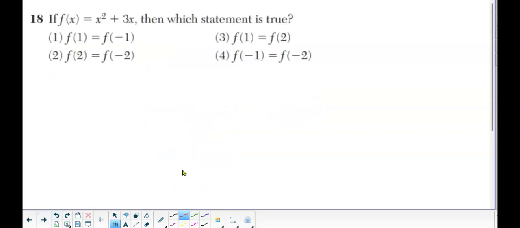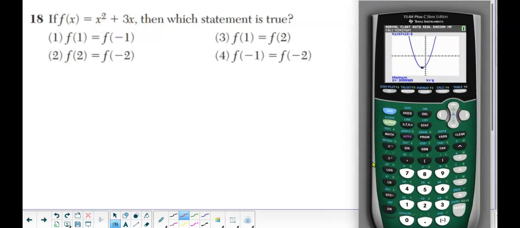For question 18, it asks which statement is true. So these are inputs. F of 1 means if you put a 1 here and you put a 1 here, would it be equal to the answer of if you put a -1 here and a -1 there? So instead of computing all of the math myself, I'm going to turn my calculator on. I'm going to go back to my y equals button, remove the last function, and put in the new function, which is plus 3x. I'm going to delete everything else. Here we go. And I'm just going to look at the table.